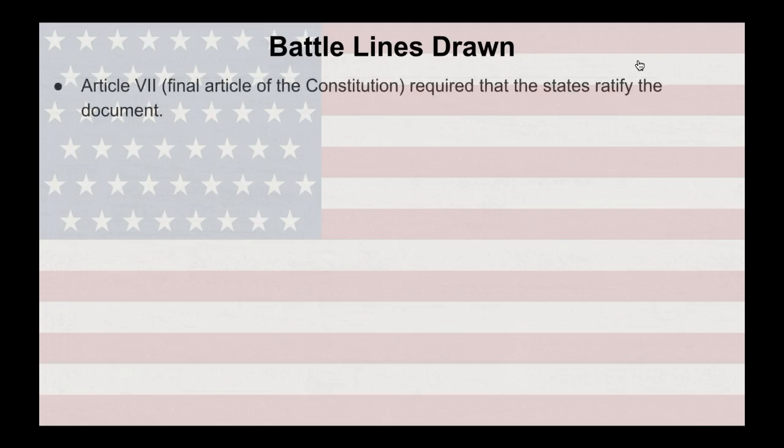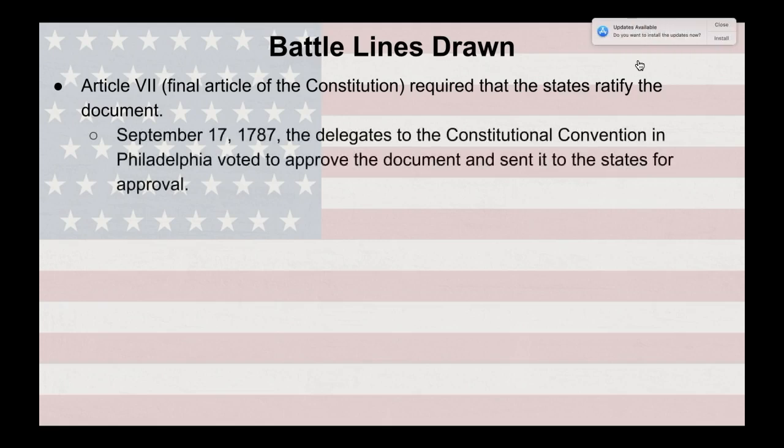And in Article 7 of the Constitution, which is the final article of the Constitution, it is required that the states ratify the Constitution, and ratify simply means to approve. And so in September of 1787, the delegates to the Constitutional Convention in Philadelphia are going to vote to approve or ratify the document, and they're going to send it out to the states.